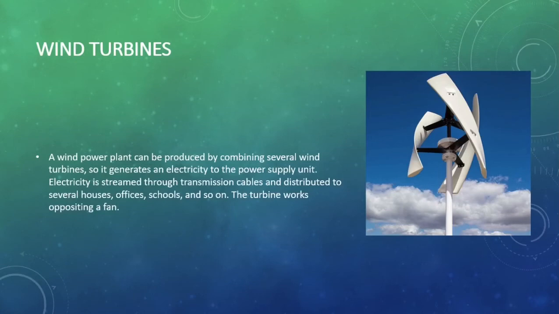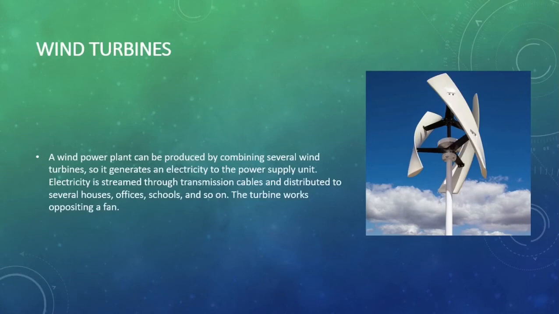3. Wind turbines. A wind power plant can be produced by combining several wind turbines, so it generates electricity to the power supply unit. Electricity is streamed through transmission cable and distributed to several houses, offices, schools, and so on. The turbine works opposite to a fan.